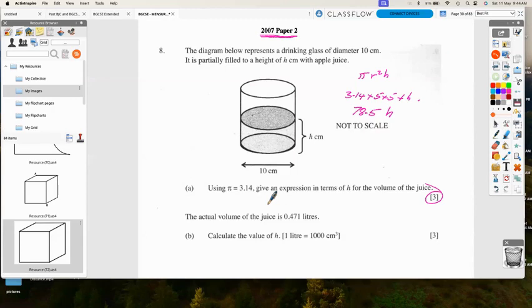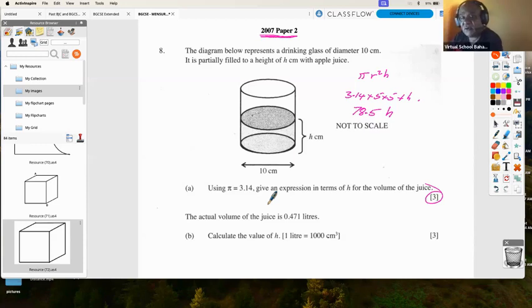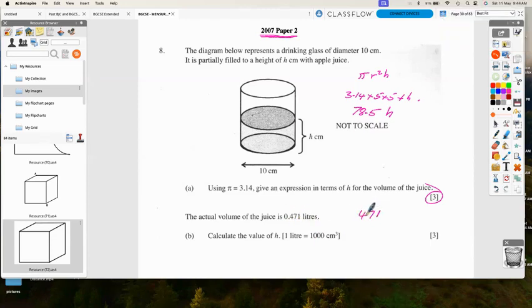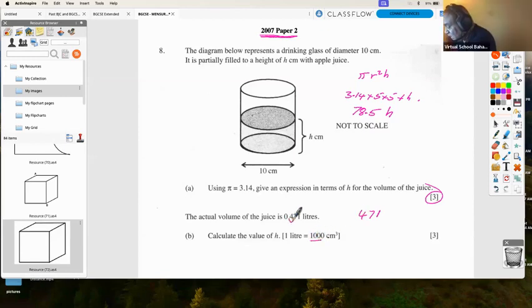First, we multiply the liters. We have to multiply, right? So if we multiply 0.471 by 1,000, we will get 471. You agree with me? Yes, sir. Because all we do is move the point 1, 2, 3 places to the right-hand side, and so that is our answer.